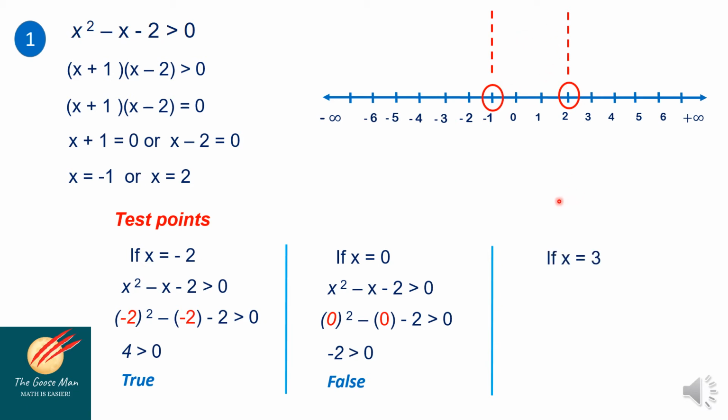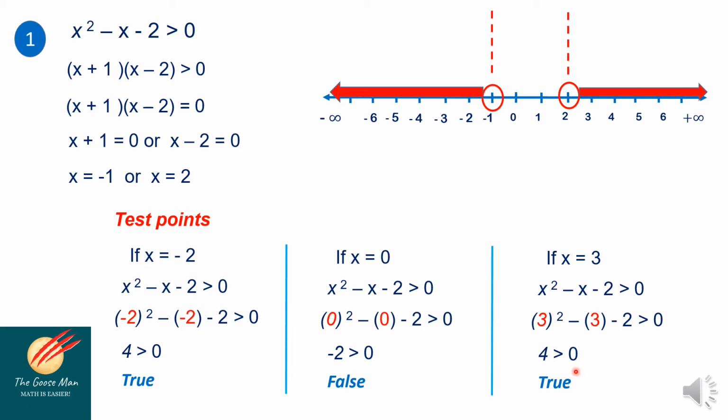Next, if x is equal to 3, this is to the right of positive 2. So again, substitute 3 into the given inequality. So we have 3 squared minus 3 minus 2. So this is equal to 9 minus 3 minus 2. So we have 4 is greater than 0. And we know that this is actually true.